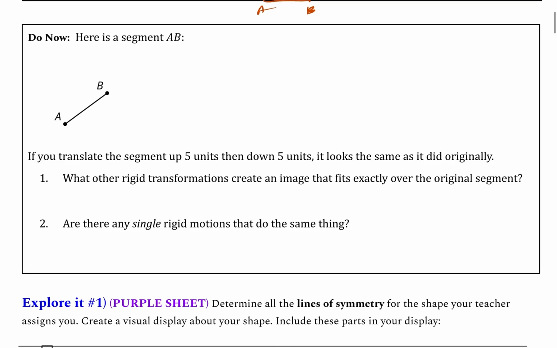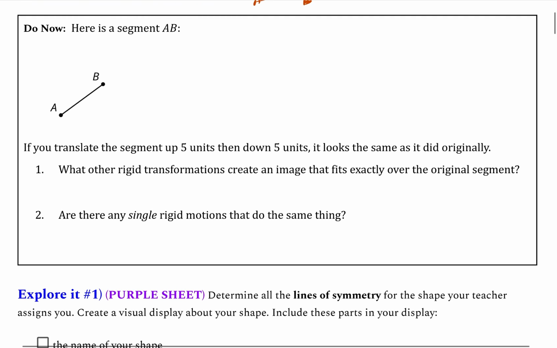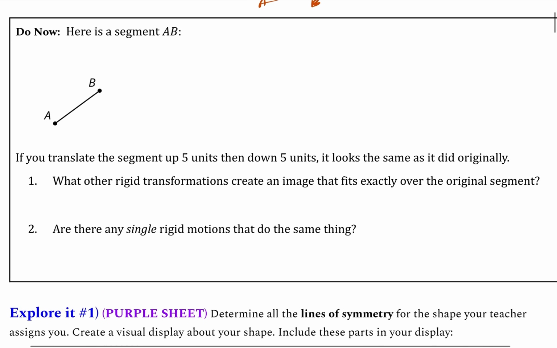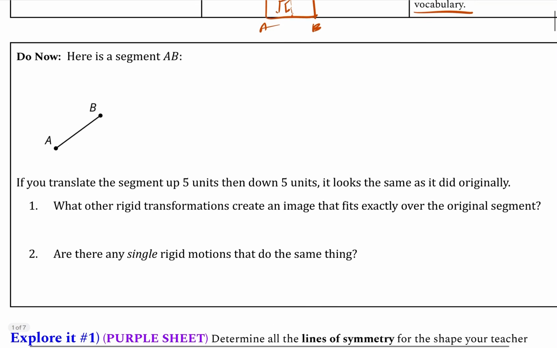Take out your colorful reference sheet. If you're in Tetra, your sheet is green. And make sure you use the sentence starters to describe the transformations. Pause this video, do the do now, and play once you're ready to review.